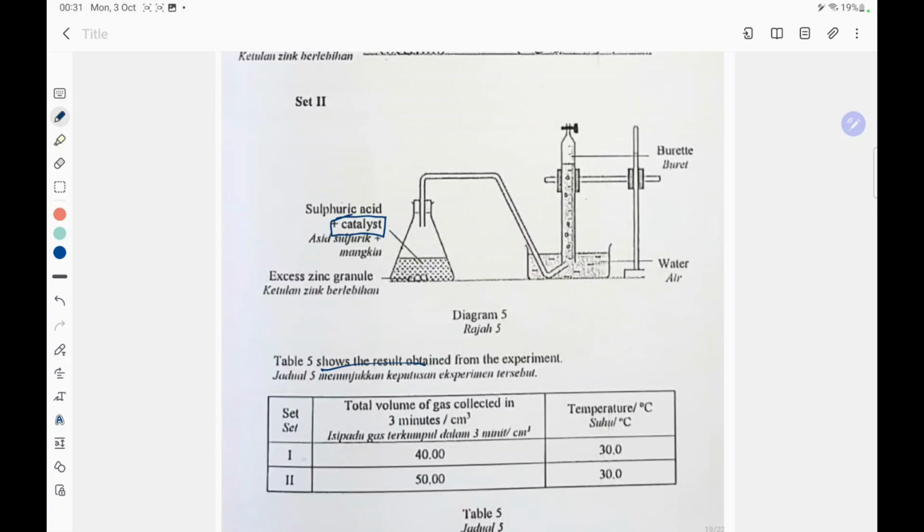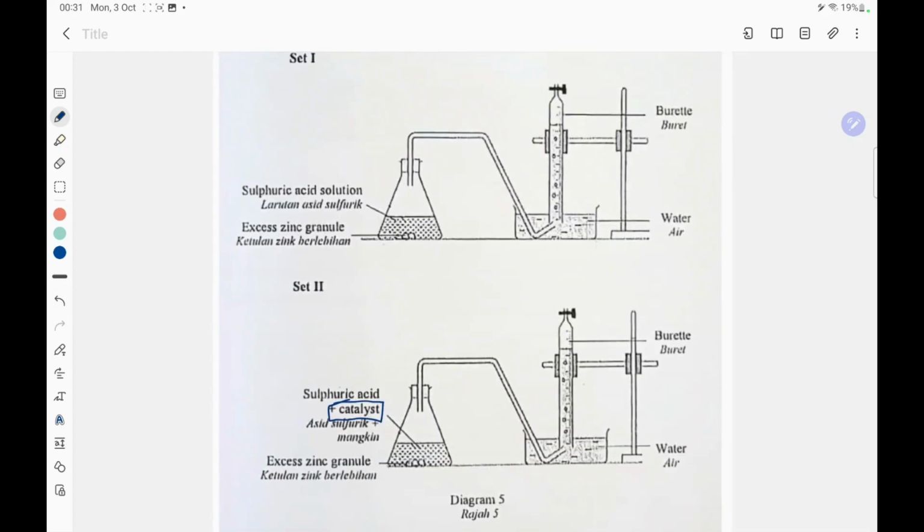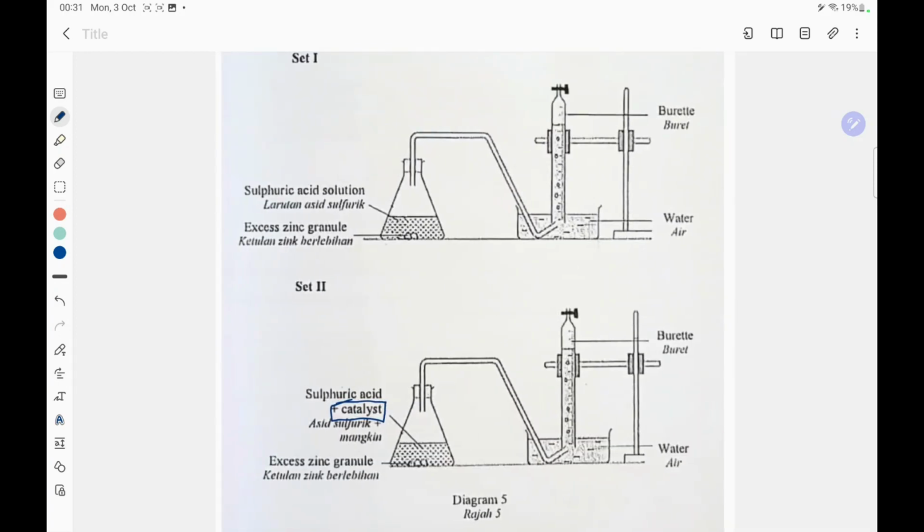Table 5 shows the result obtained from the experiment. Obviously for set 1, the total volume of gas collected in 3 minutes is going to be lesser than set 2, because set 2 is with catalyst, and we know that the catalyst in this experiment speeds up the rate of reaction. Therefore, we were able to collect a higher volume of gas in just 3 minutes, and they keep the temperature constant. We can ignore this one because it's not important in this question.